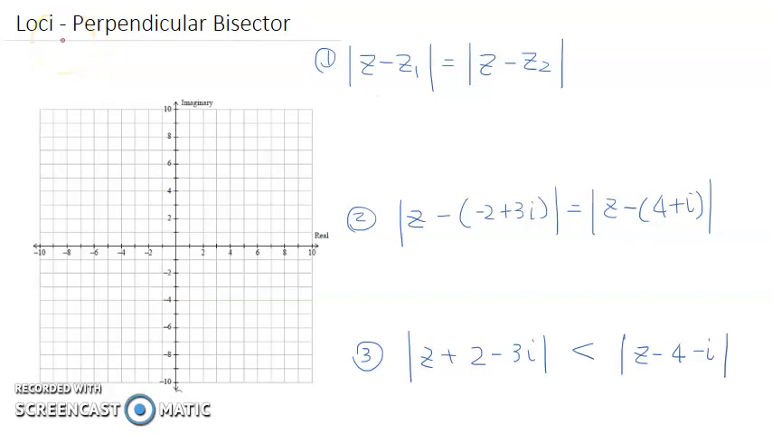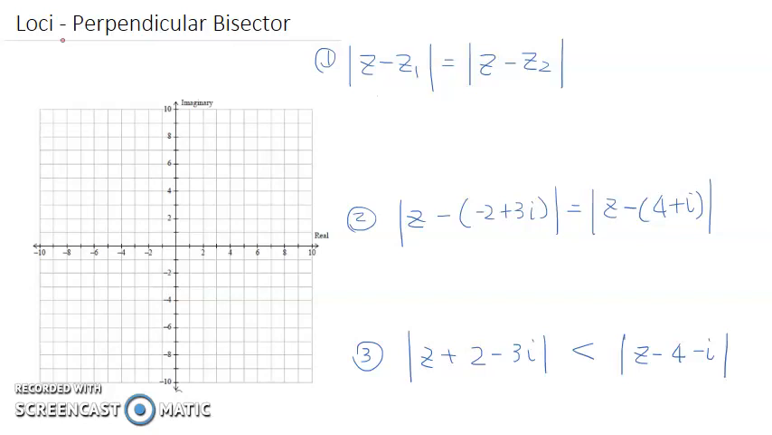Year 13. Today we're going to have a look at another type of locus visual representation. So let's have a look at the first example. The first question says the modulus of z minus z1, which means the distance from z1 to z, is the same as the distance from z2 to z.